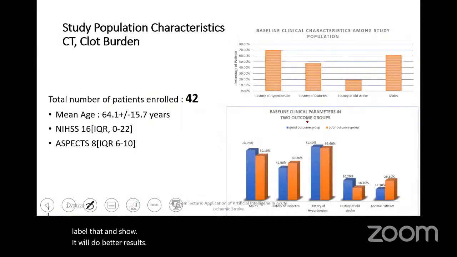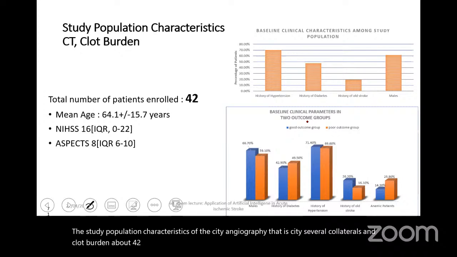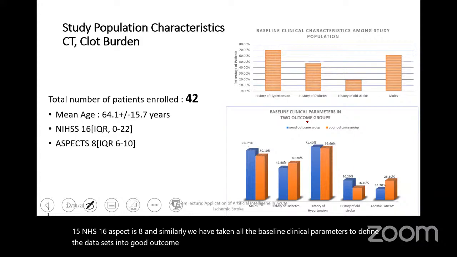For the study population characteristics of the CT angiography, that is CT cerebral collaterals and clot burden, we are showing data of about 42 patients here. The mean age is 64 years plus or minus 15. NIHSS is 16, ASPECTS is 8. Similarly, we have taken all the baseline clinical parameters to define the data sets into good outcome and bad outcome, and we have tabulated all the risk factors.